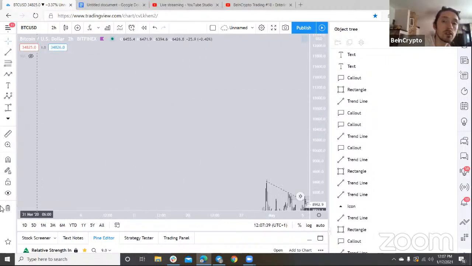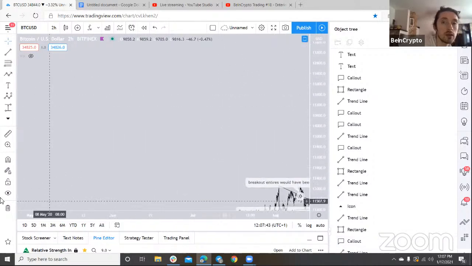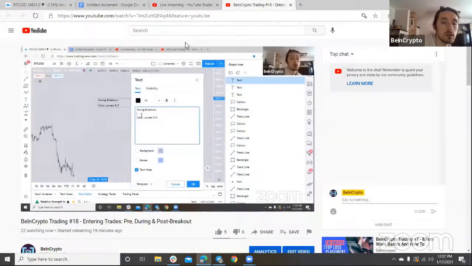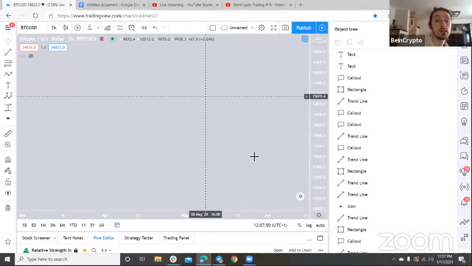And let's go to the third one. This is my favorite because you can combine it with the first one a lot, and the rest of the examples I'll do will be on that one. So this would be entering on a retest.